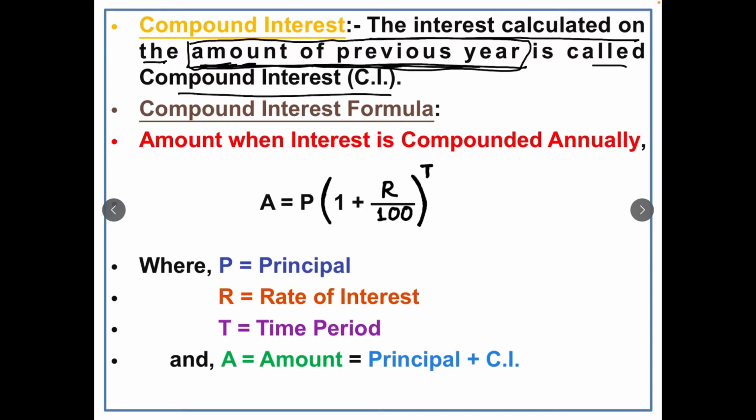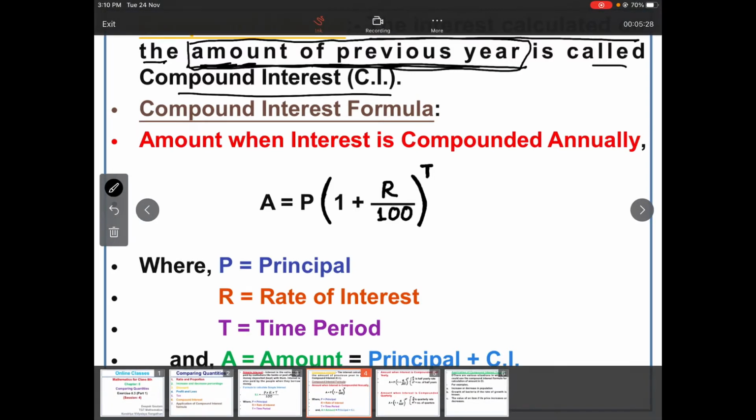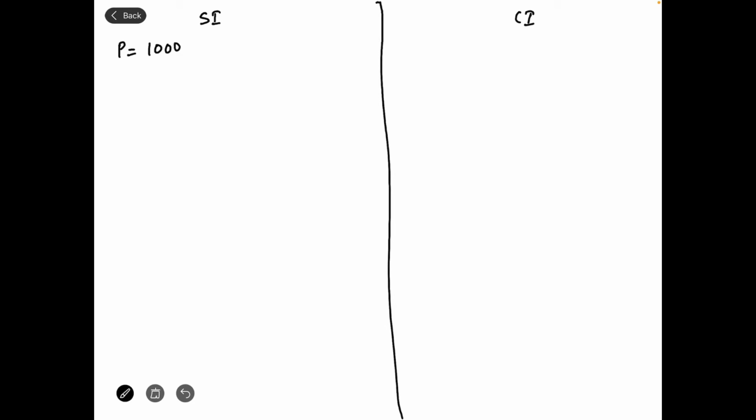So let's understand the difference between simple interest and compound interest. We'll take an example and try to find the simple interest and compound interest on that amount. Here we'll do this for simple interest, and on this side for compound interest. Let's take the principal amount P as 1000, rate of interest as 10%, and time period as 3 years.